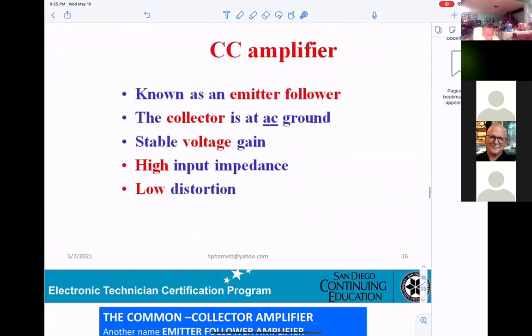Okay. And another one quickly, the CC amplifier. They have another name, emitter follower. Collector is the AC route. Stable voltage gain. High input impedance. Low distortion. So when I ask you a question in the quiz or in the test, they cover everything in the handout we already gave to you. Okay, like I say, for the CC amplifier, whether input impedance is low or high, they tell you right here, it has a high input impedance.